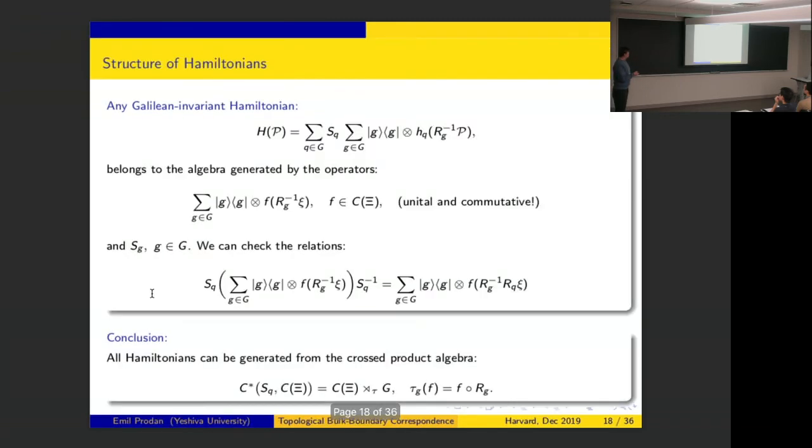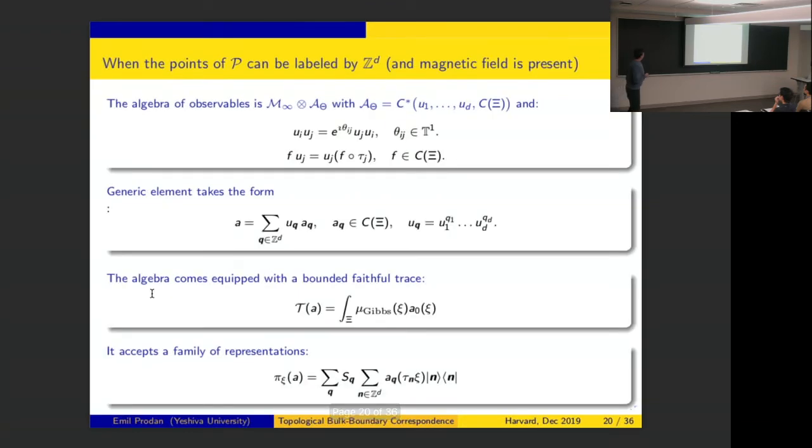So I will always, for the rest of the talk, stay with this type of patterns which can be labeled with a discrete group. In fact, my discrete group will always be the discrete translations. So I will summarize. When the points of P can be labeled by Z^d, I also put a magnetic field, and the algebra of observables is this, which takes care of the internal degrees of freedom, plus A_theta. A_theta is just a C*-algebra generated by d unitary operators plus continuous functions over the hull, and here are the commutation relations.